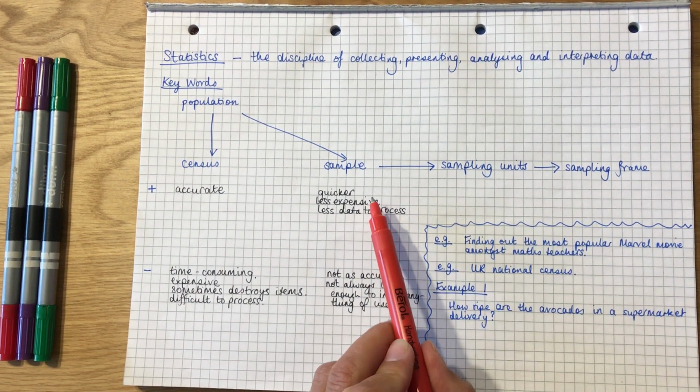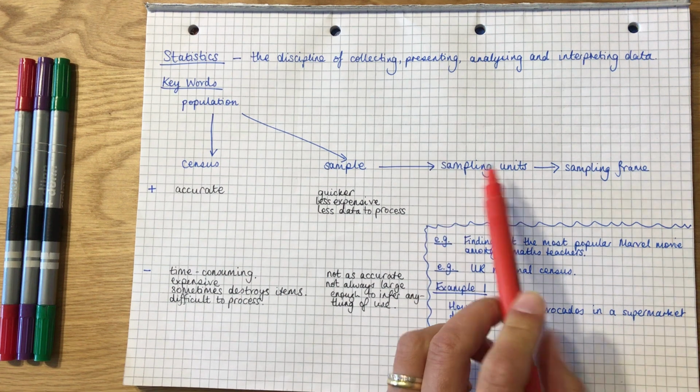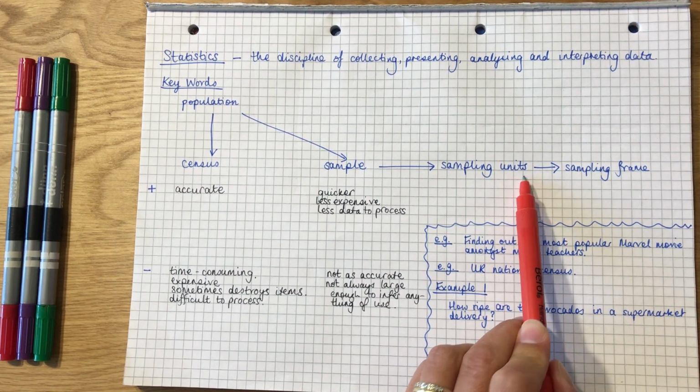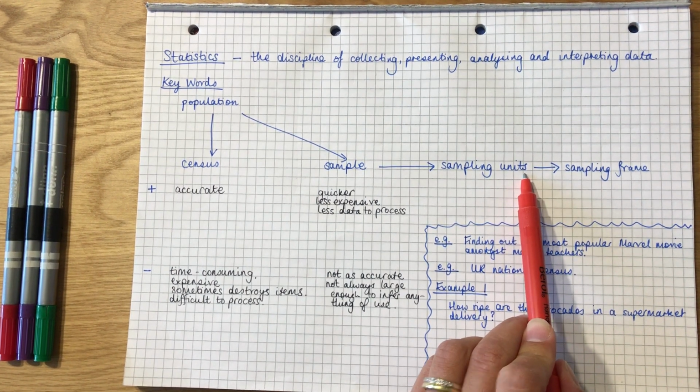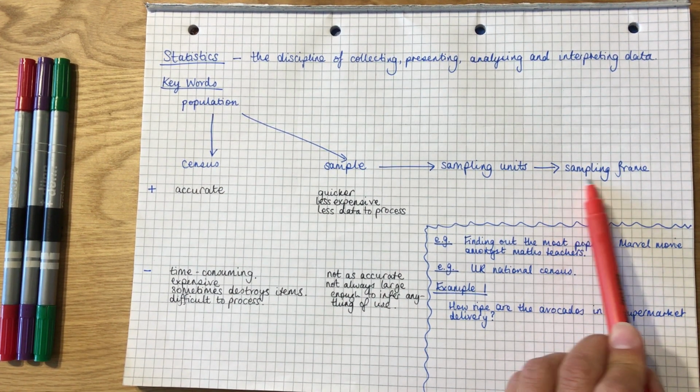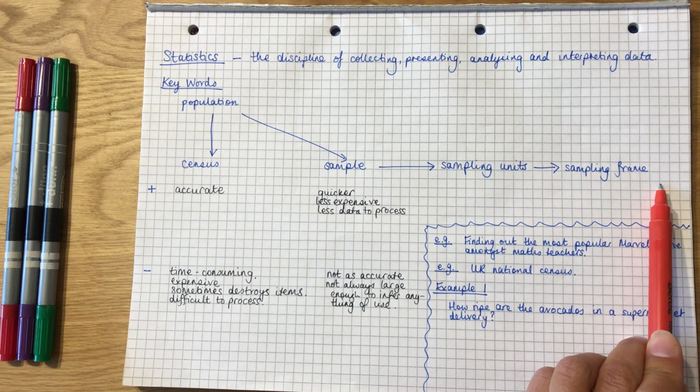However, if we were to take a sample, each of the teachers is called a sampling unit. So I would be a sampling unit, Mr. Bick would be a sampling unit, Mr. Alexander would be a sampling unit, and so on. And if you were to list all of us, let's say a numbered list, 1, 2, 3, 4, 5, and so on, that list would be the sampling frame.